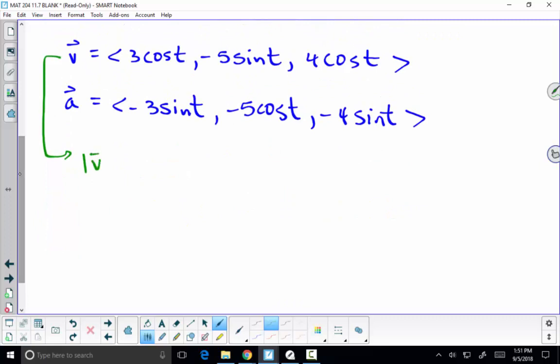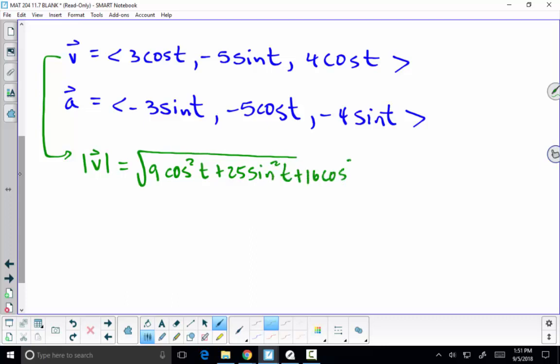Sometimes the speed unravels nicely. So we're going to get 9 cosine squared of t plus 25 sine squared of t plus 16 cosine squared of t. Yeah, so we do get constant speed. 9 cos squared plus 16 cos squared is 25 cos squared. So we have 25 cos squared plus 25 sine squared. Using the Pythagorean theorem, we get a constant speed.